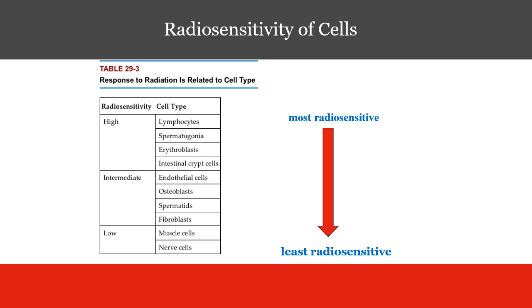This is a very important slide, and it's in your textbook as well. What it is showing is the response to radiation as it relates to the specific type of cell it is in the body. So the most sensitive cells in the human body are lymphocytes. They're the most sensitive, and this is in a continuum from most to least sensitive.